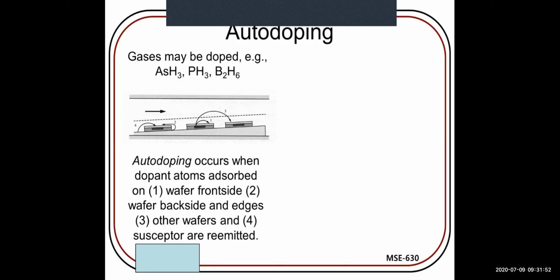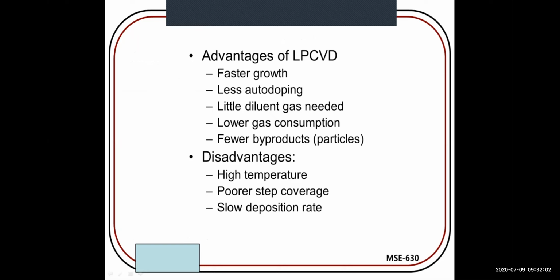This is where auto-doping occurs. You can see the steps also. This is a very commonly used technique for the deposition of thin film, CVD. Advantages of LPCVD, low pressure chemical vapor deposition: it gives faster growth, less auto-doping. Little diluent gas is needed, lower gas consumption, and fewer byproducts or particles are involved in LPCVD.